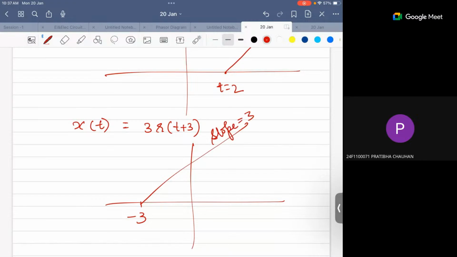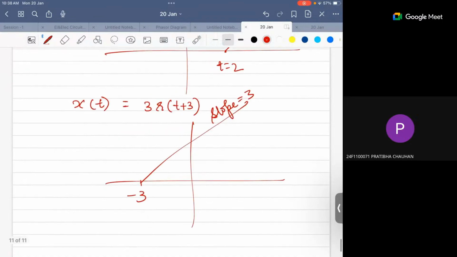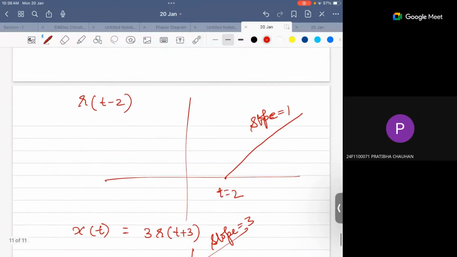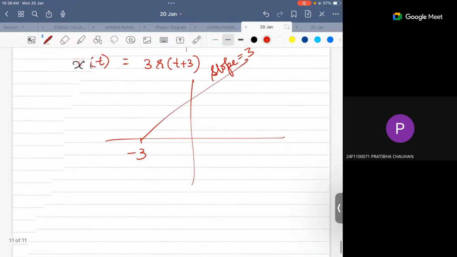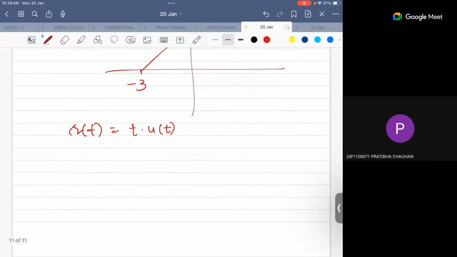In a similar fashion, if you have to write the ramp function in the form of a unit step function, how will you write this? Can you write this? t times u of t. Is it the same or not? They are the same, right?